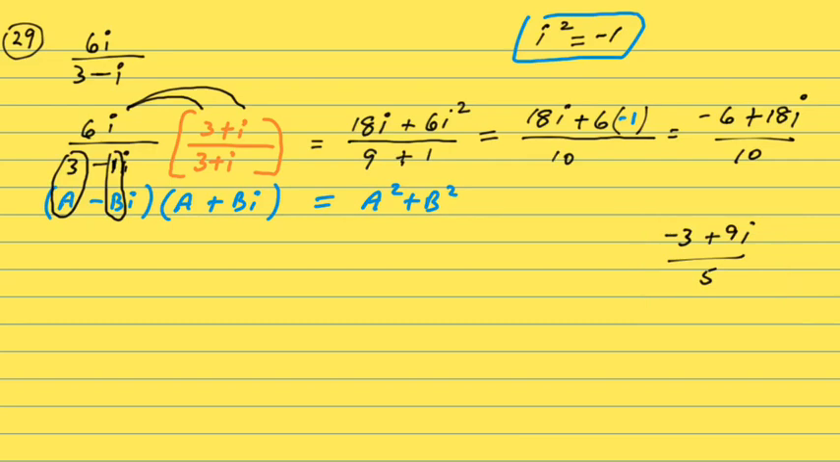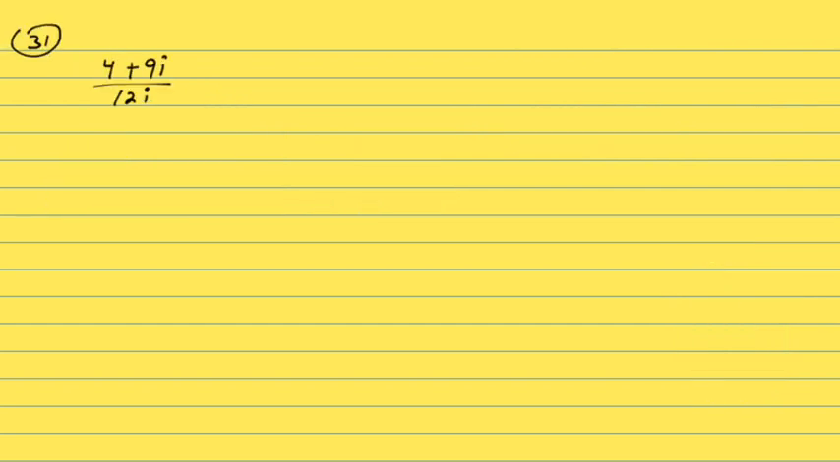I apologize, I have violated my own rule. We did not write this in a plus bi form. This is negative 3 divided by 5, and the 9i is also divided by 5. So the better way of writing it, or the proper way of writing it, would be in standard form for complex, a plus bi. Okay, I think 31 is actually easier because you simply have a monomial on the bottom.